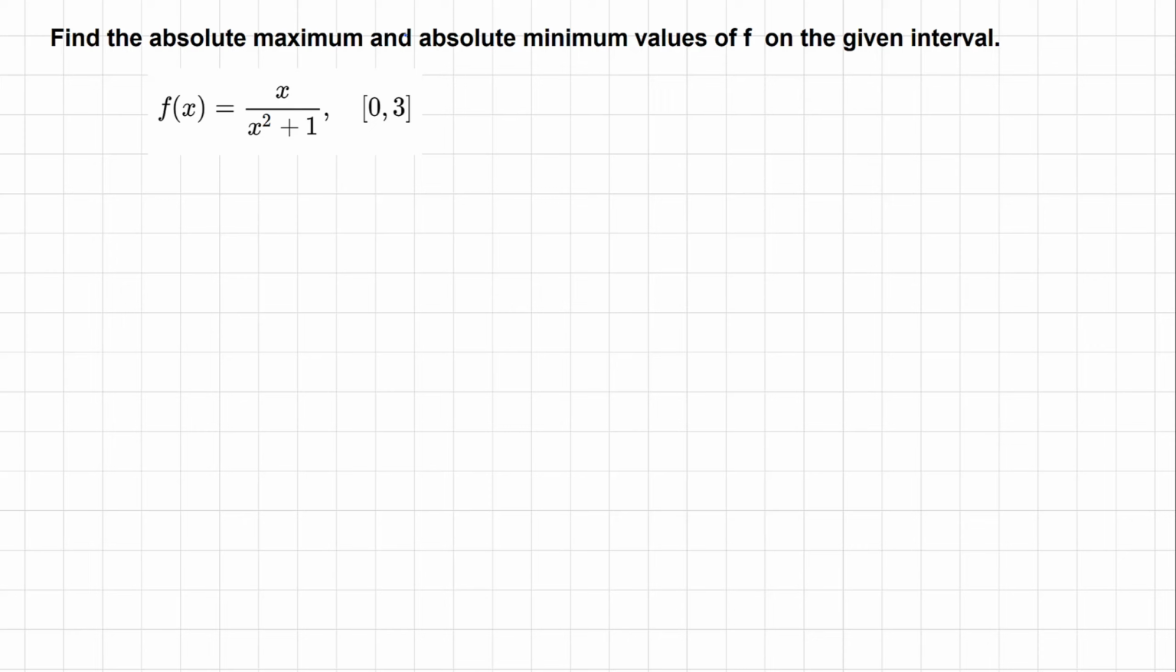Find the absolute maximum and absolute minimum values of this function on the given interval. This is a closed interval [0, 3]. So absolute maximum or minimum of a function occur at the endpoints of the given interval or at the critical numbers. So we need to find the critical numbers of this function.